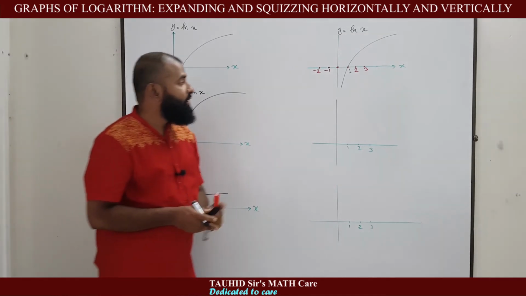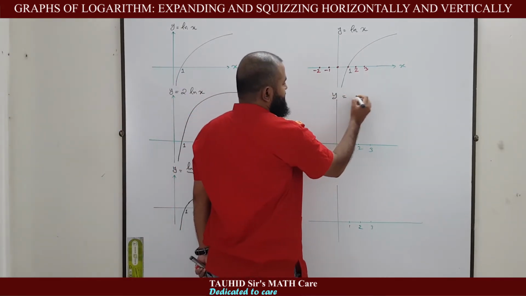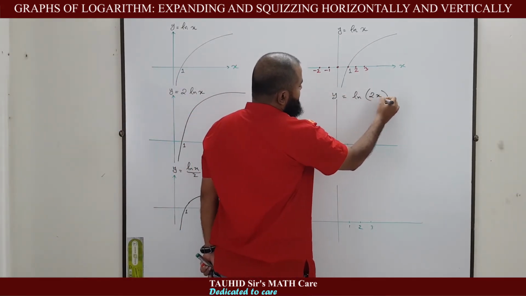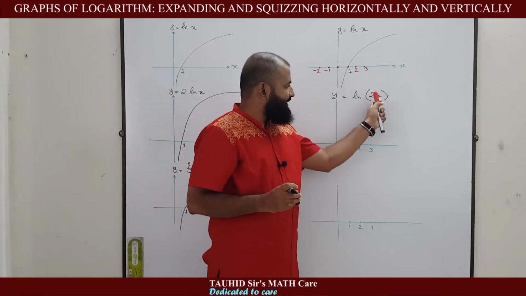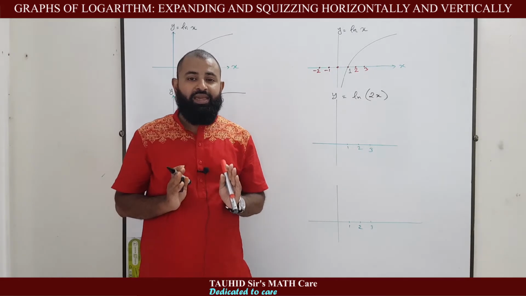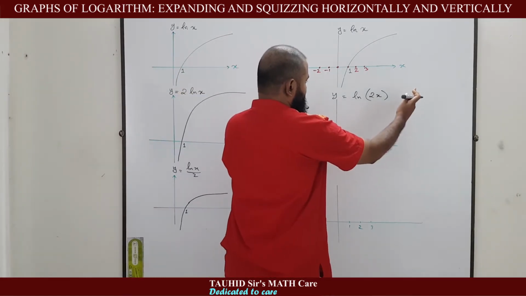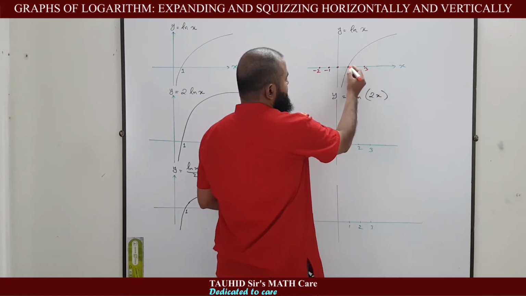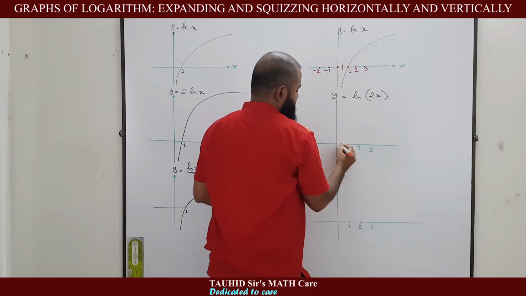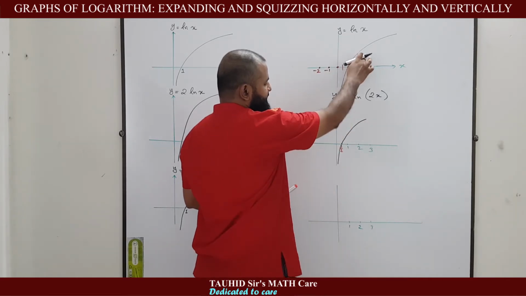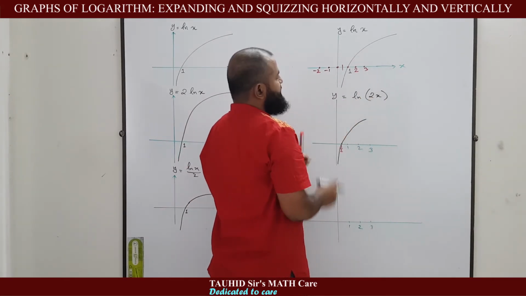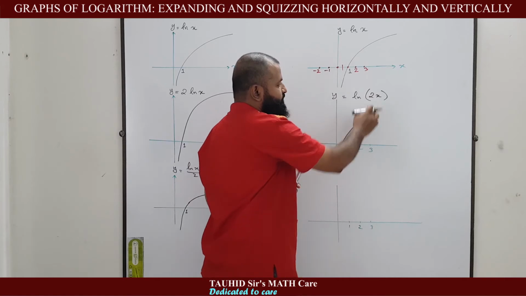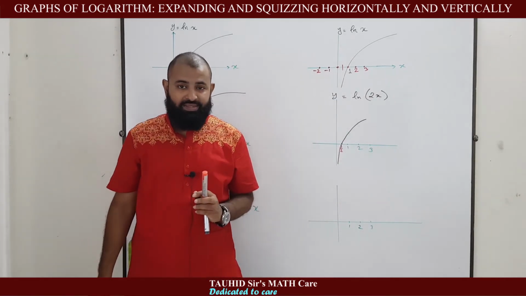Now we will see what is the impact when something is multiplied with the x only. When x is multiplied by any integer, the whole graph will squeeze. This point 1 will come to the point half, and this shape will become this shape. The whole graph will squeeze when something is multiplied with x.